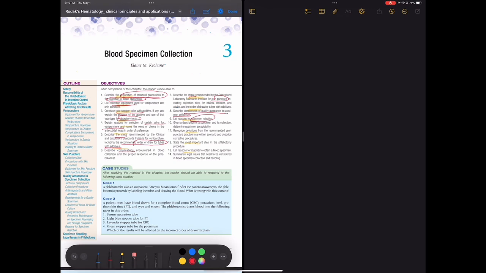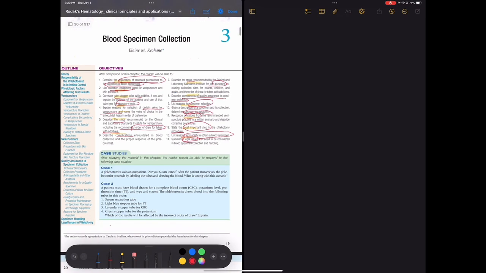Specimen rejection, that is also important. And then the acceptability of the specimen, deviations, the most important step in the phlebotomy procedure, listing reasons for inability to obtain a blood specimen, and legal issues. So these are all practical, and you may have to use this knowledge as common sense.